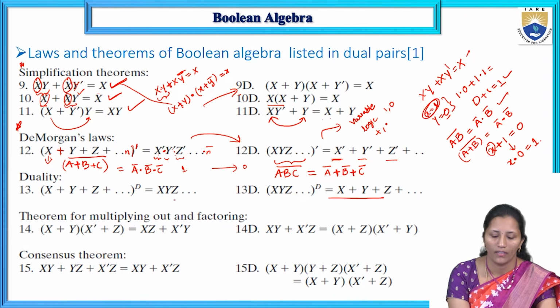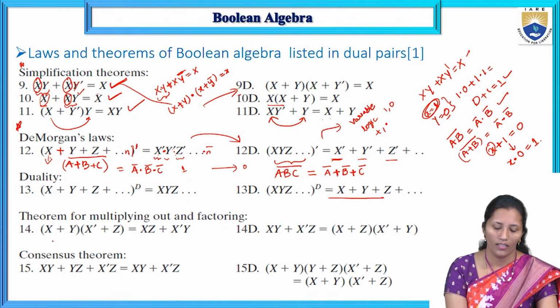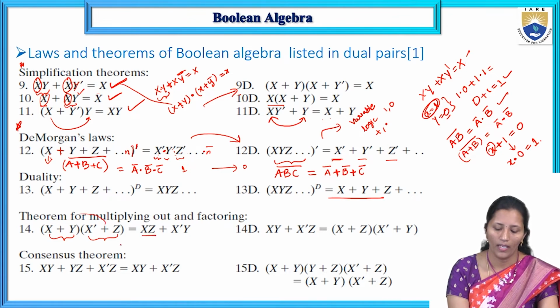So, theorems for multiplying out and factorizing. Here we are taking three variables x, y and z. If we write these variables as x plus y into x bar plus z, then that is equal to the xz one term and x bar y. Normally if we write that one, x plus y into x bar plus z, we will get that as x bar x plus xz plus yx bar plus yz.